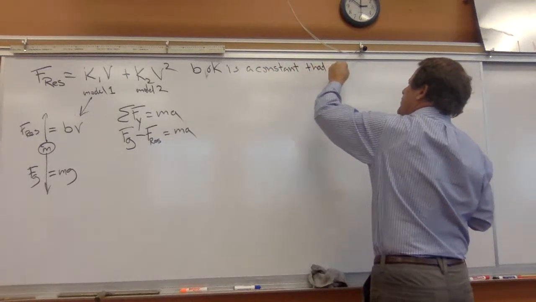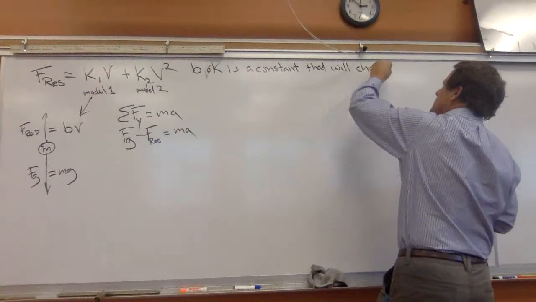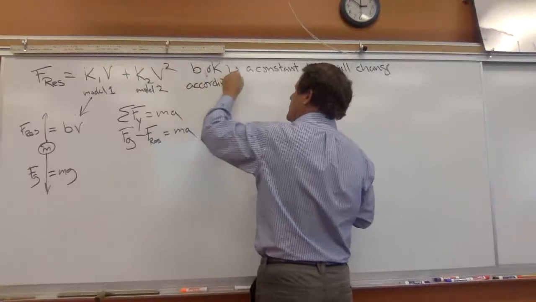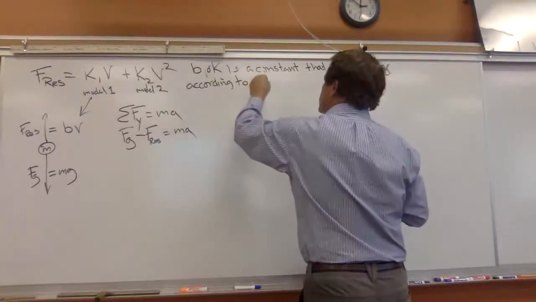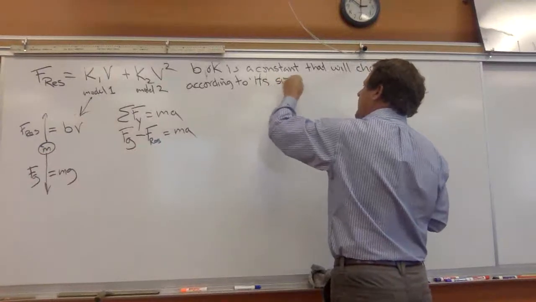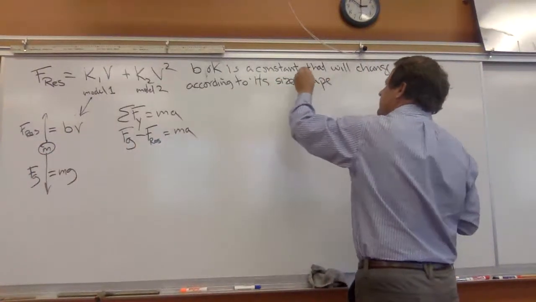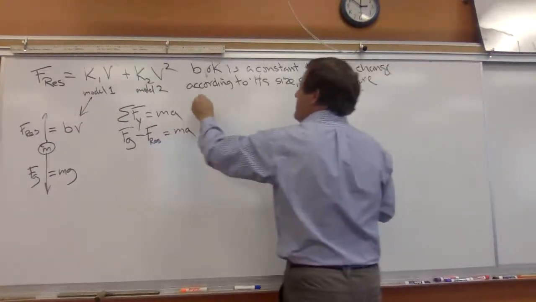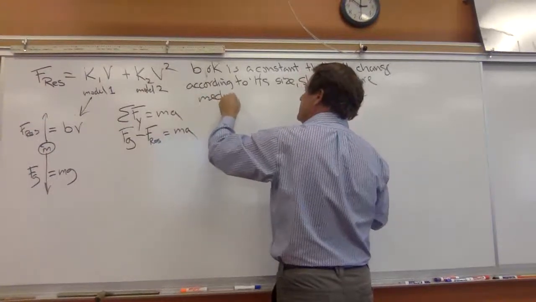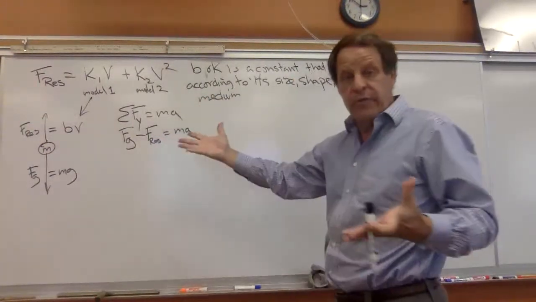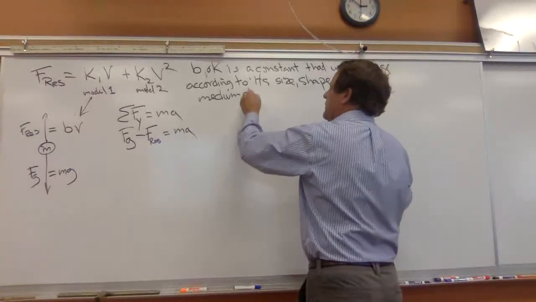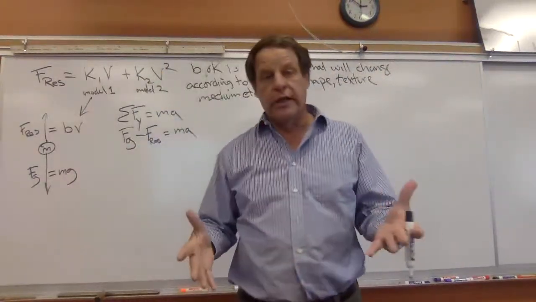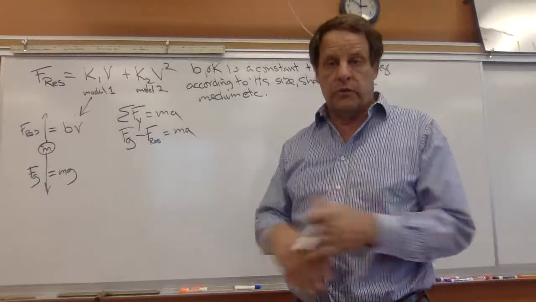that will change according to its size, shape, texture, medium. Okay, the medium is the type of thing that it's moving through, etc. Okay, so this b or k is going to change depending on certain characteristics.